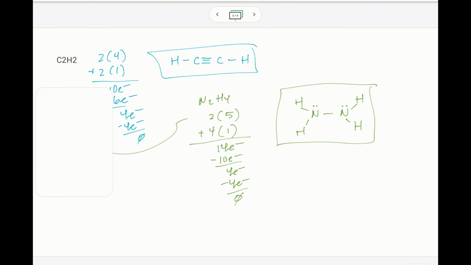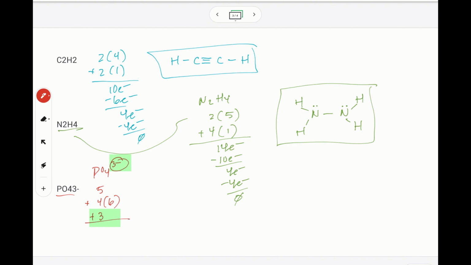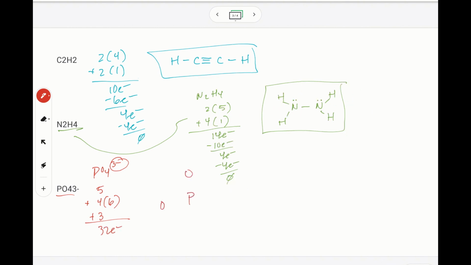PO4 3-. Now, this one is different because it is an ion, which means we have to take that into account. Same thing applies, right? If something is an anion, it's because we added some electrons. If it were a cation, it would mean we had subtracted a few electrons, right? So it's molecular. We will sum up our valence electrons like we always do. Since it's a 3- ion, we will go ahead and add 3 more electrons to our tally, right? And then that is the number of electrons that we have to distribute throughout the molecule.